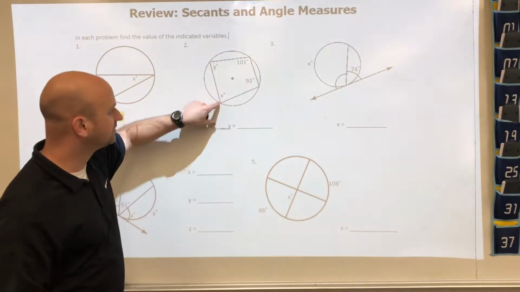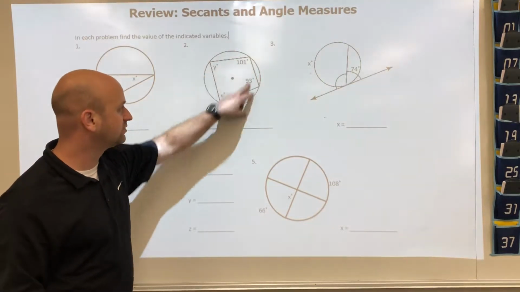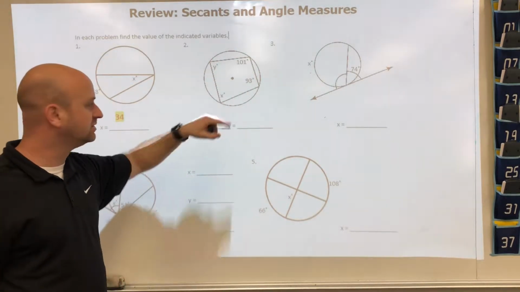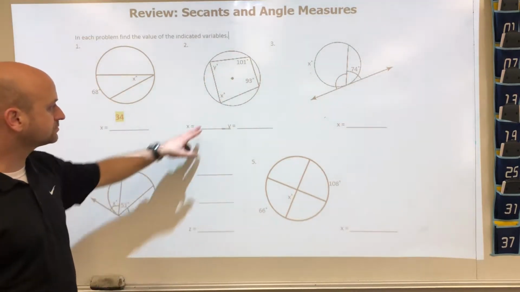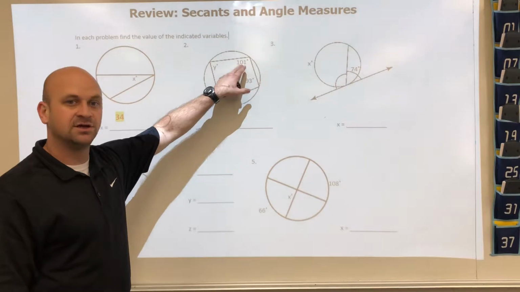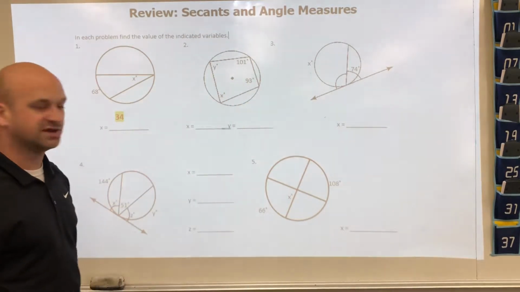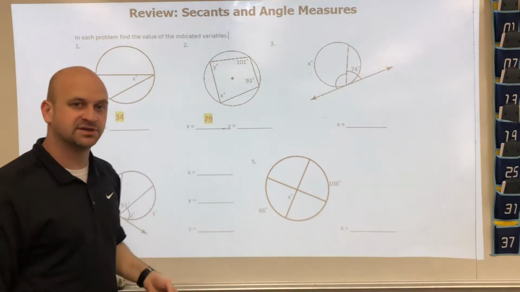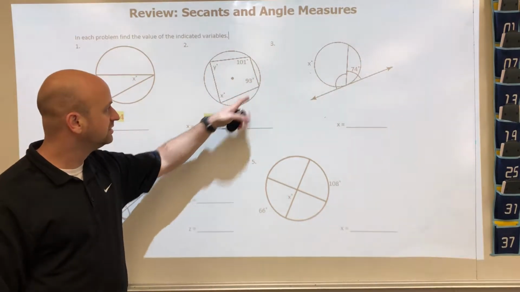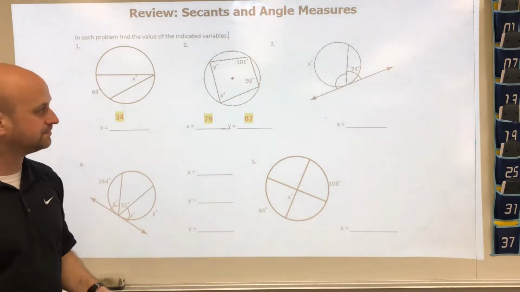On number two, we had a theorem that stated if we have a quadrilateral inscribed in a circle, opposite angles in the quadrilateral are going to be supplementary. So if we take 180 minus the 101, we're going to get the value for x, which is going to be 79. And we can do the same thing here. 180 minus 93 is going to equal 87.